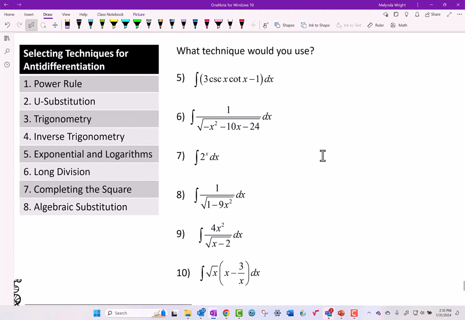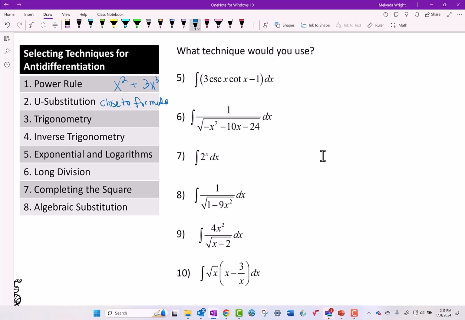So let's focus on number 5. Well, first of all, let's go through these. We've got the reverse power rule. What do we use this on? We use this when we have something like x squared plus 3x. Use substitution when it's close to a formula, but not quite. When it's close, but not quite.